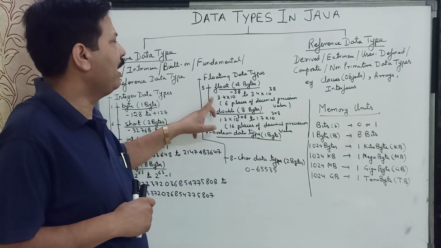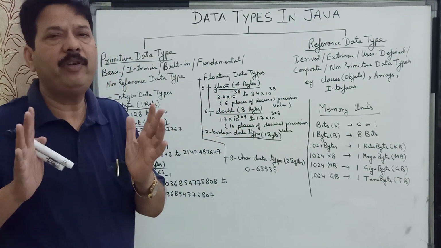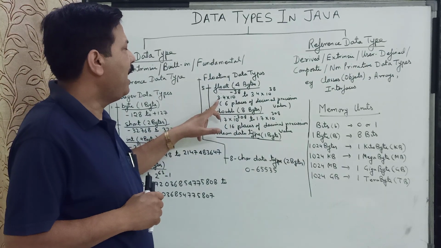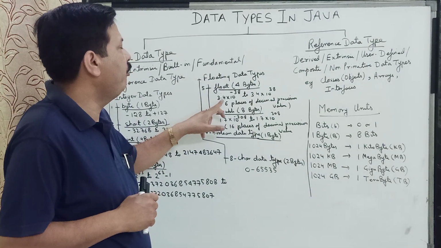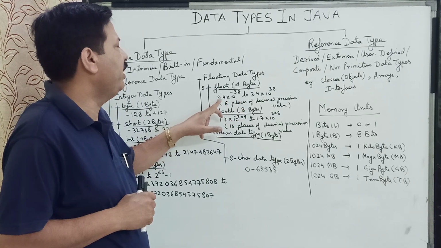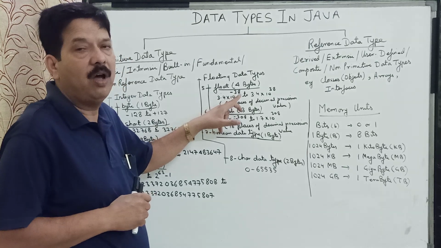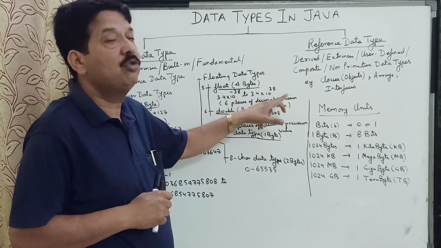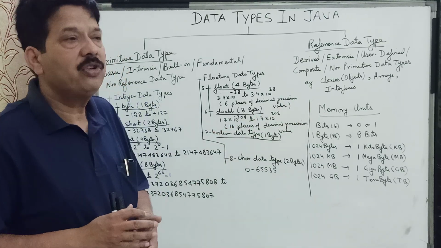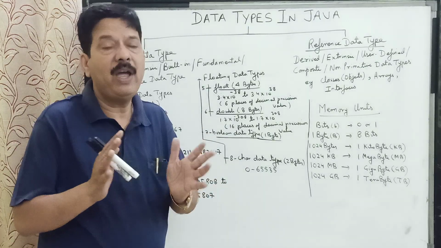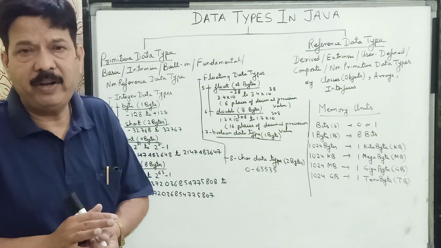Now the float data type holds 4 bytes of data in the memory, and its range is from minus 3.4 into 10 raised to the power of 38, which we can also write as 3.4 into 10 raised to the power of minus 38 to 3.4 into 10 raised to the power of 38. And children, in terms of decimal places, it can give you an answer up to 6 places of decimal.